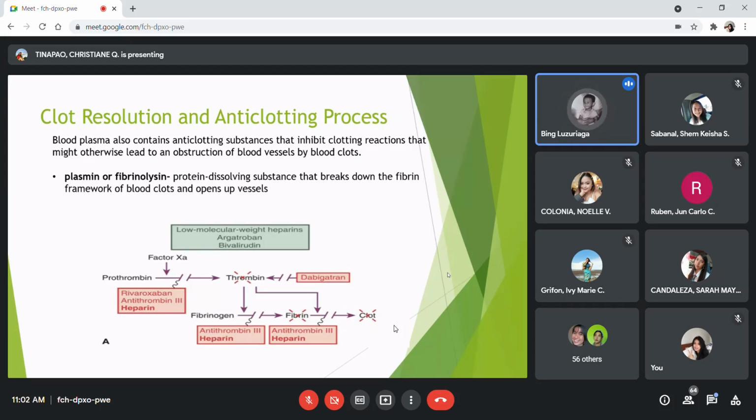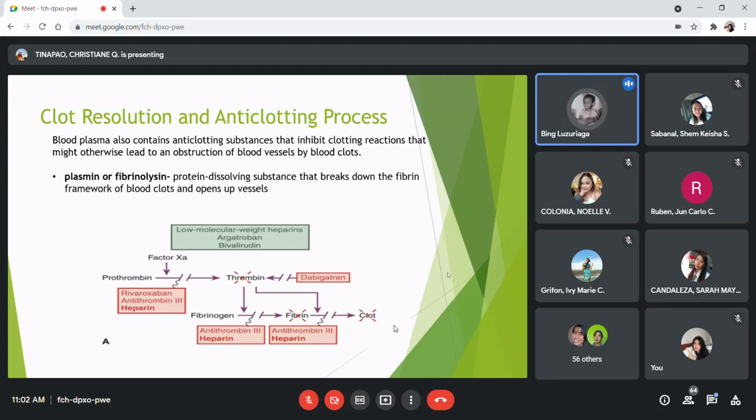Exposure of collagen will trigger all these things. Even in the smaller blood vessels, as long as the blood vessel is injured, this cascade of events will follow. First, of course, with the injury to your blood vessel wall, collagen will be released, and this will start everything. Okay?